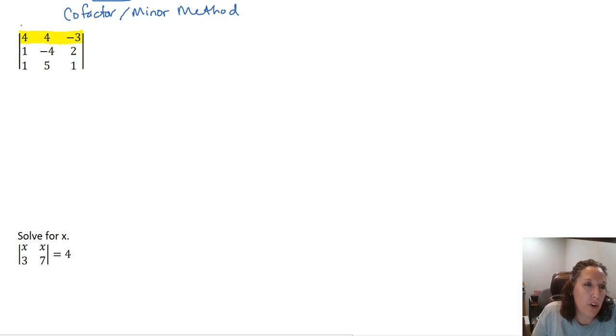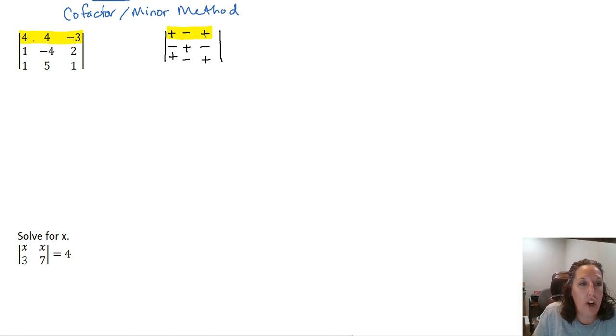Your top left corner is going to be added, and then you're going to make a checkerboard. Let me do this kind of off to the side. So we're going to get plus in the top left corner, and then it's just going to be a checkerboard. It's going to go plus, minus, plus, going across. It's going to be plus, minus, plus, going down. For our second row, we start with a minus, so it's going to be plus on the next one, and it just ends up alternating back and forth. And so here, since I've picked the top row, our signs are going to be plus, minus, plus.